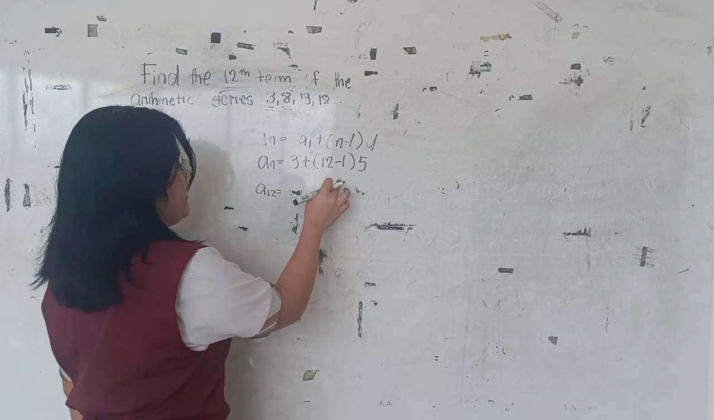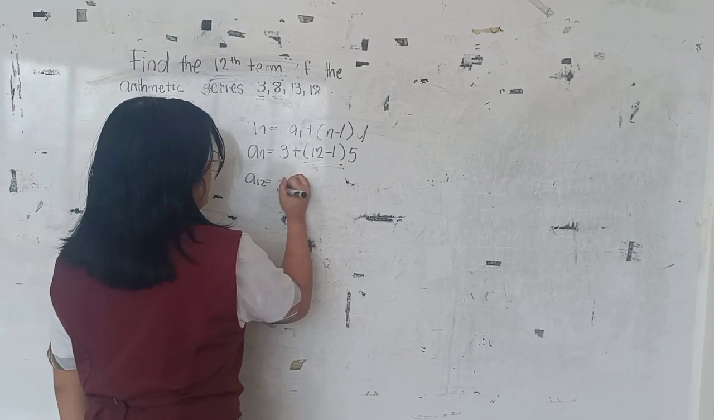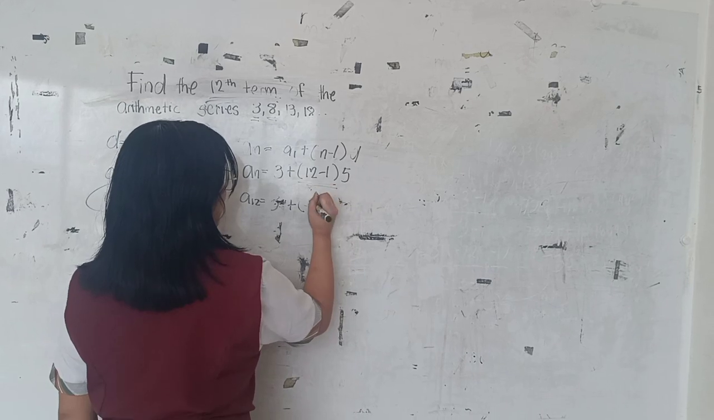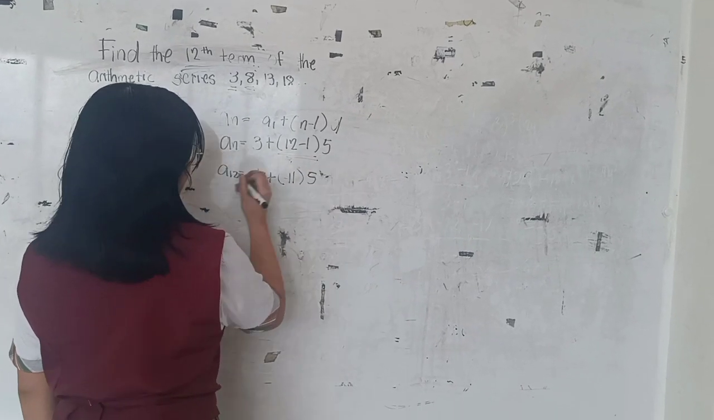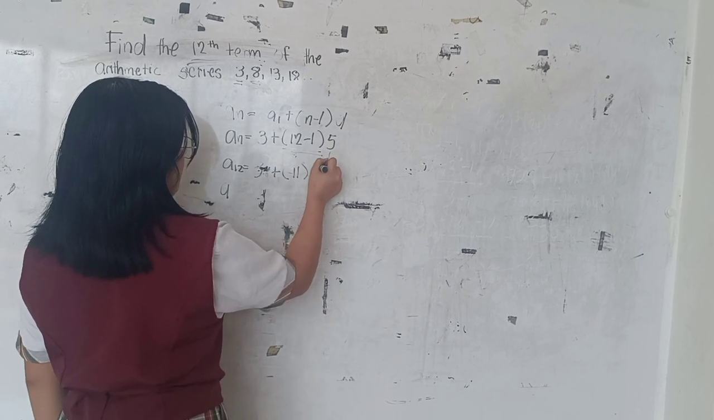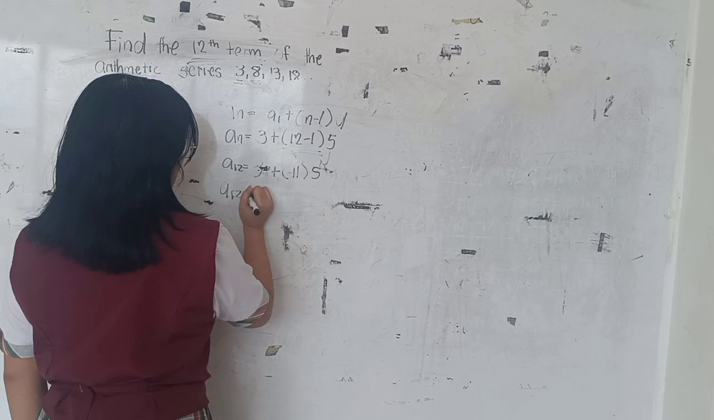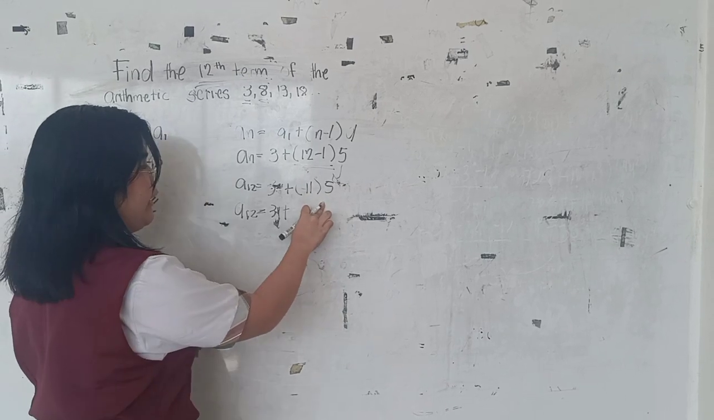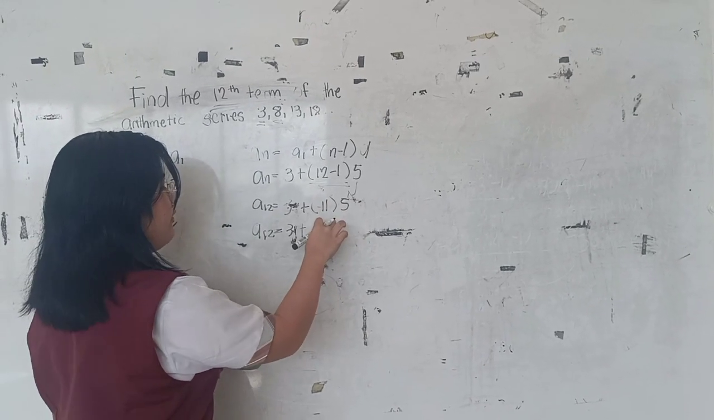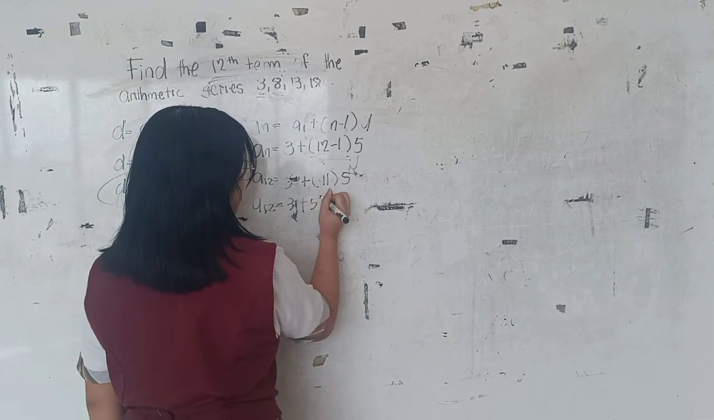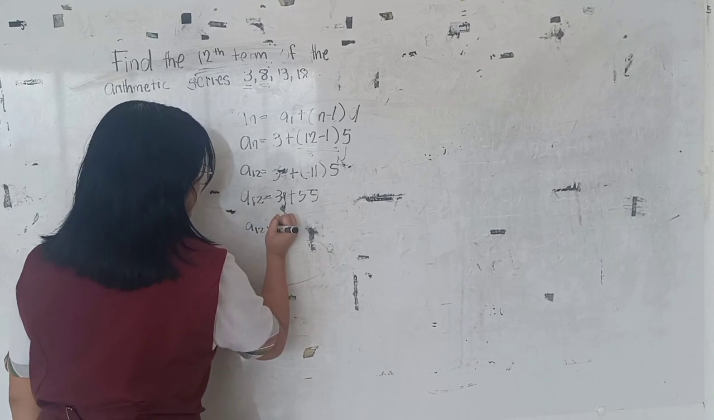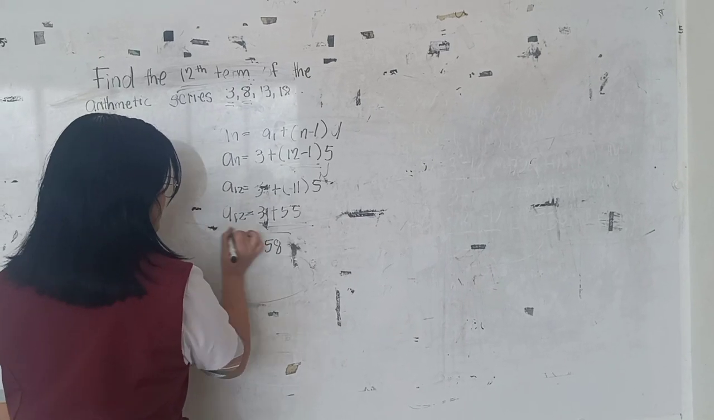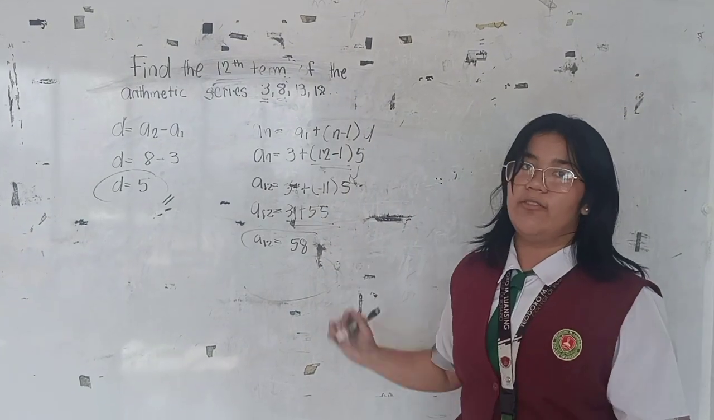The first thing we need to do is yung mga nasa parenthesis muna. So 3 plus 12 minus 1 is equal to 11. And then 5. Copy lang natin yun, tapos yung nasa parenthesis ulit yung ating isusunod. So 11 times 5 is equal to 55. And then a sub 12 is equal to, ipag-add lang natin yung dalawa na to. So 58. So our a sub 12 is equal to 58.